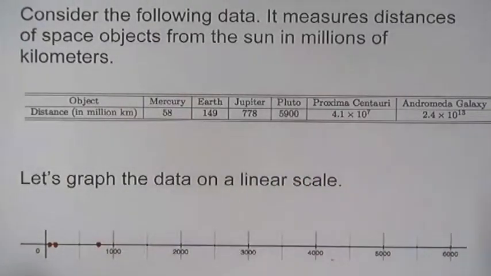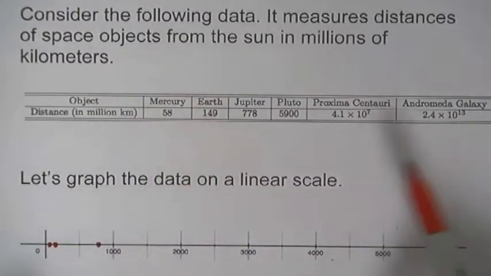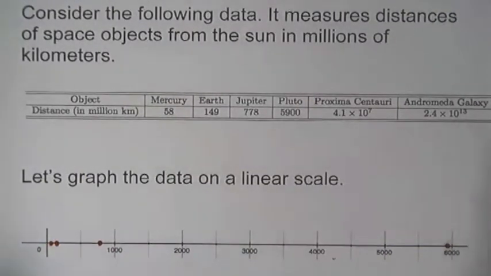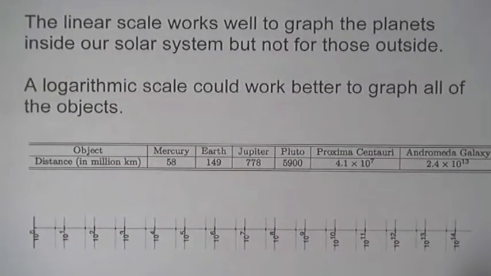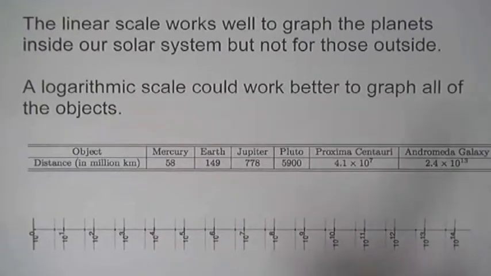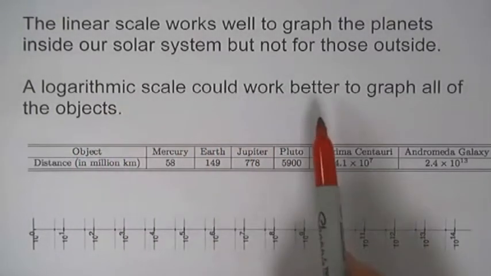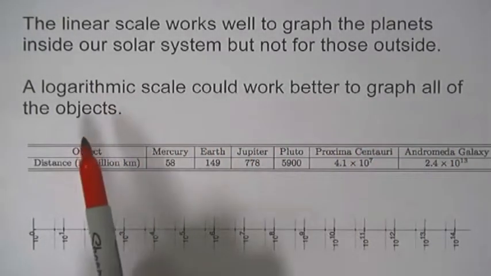Pluto now is at 5,900 million kilometers. So that's going to be out here. Okay, and now notice there's no way I'm going to be able to fit these two things on this linear scale. I would need a much larger linear scale. So a logarithmic scale would work better to graph all of the objects.